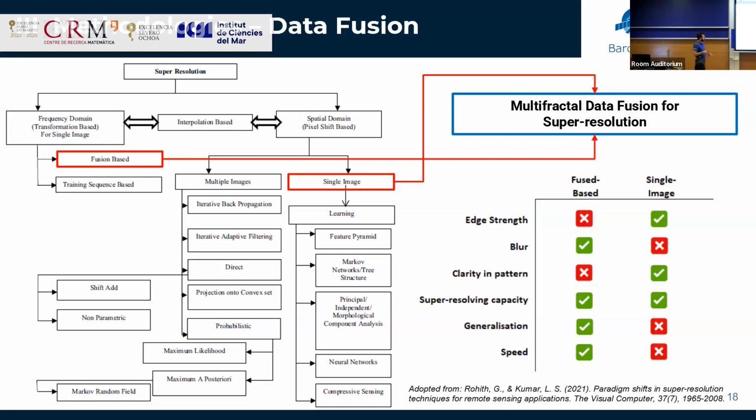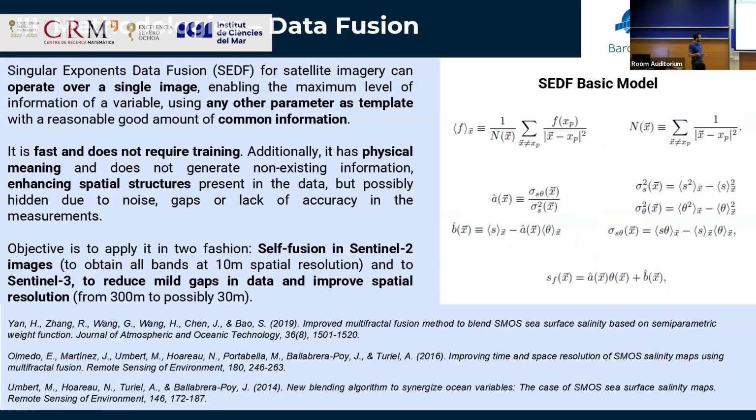So we are trying to focus on this idea of single image fusion-based super resolution. In principle, what we try to do is to get information from the same satellite image, in which you have multiple channels or bands, and improve the resolution of the critical bands by extrapolating information from some of the bands to the others. We are doing this using singular exponent data fusion at this stage. One of the members of our team, Antonio Turiel, is a great expert in this type of technique. And we are trying to develop this type of solution to achieve this type of improvement.